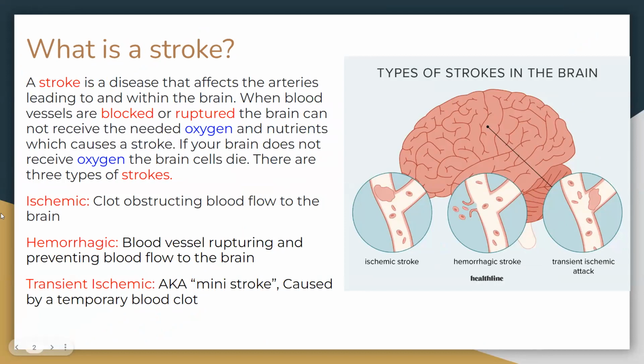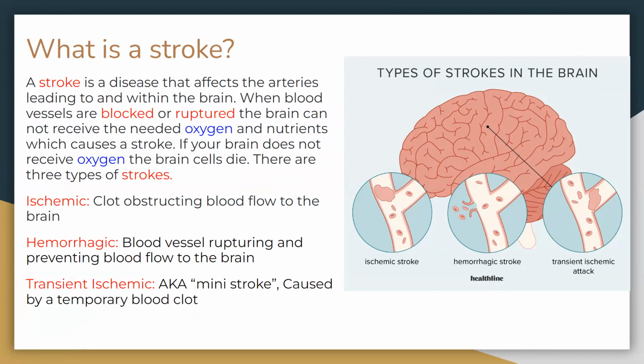What is a stroke? A stroke is a disease that affects the arteries leading to and within the brain. When blood vessels are blocked or ruptured, the brain cannot receive the needed oxygen and nutrients, which causes a stroke. If your brain does not receive oxygen, the brain cells die. There are three types of strokes.